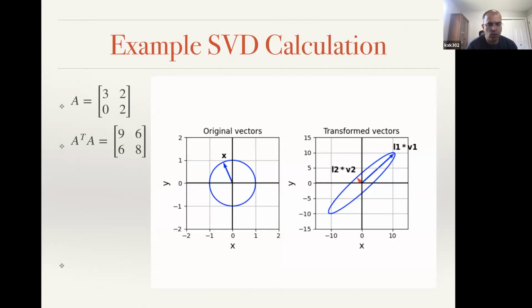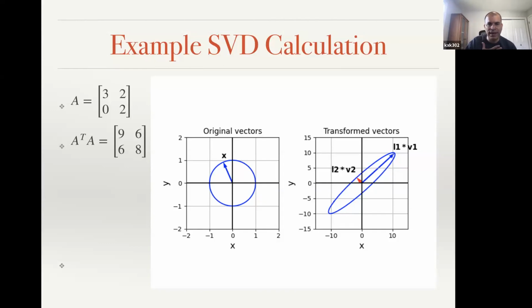So the trick, the workaround, was that we calculate A transpose A, which, as you see, is symmetric. And we calculate the eigenvalues and eigenvectors for this A transpose A. So we have a circle on the left-hand side with one point X displayed on it. On the right, we have that circle transformed by A transpose A. And as you can see, the eigenvectors and the eigenvalues give you the direction and the amount of stretching.